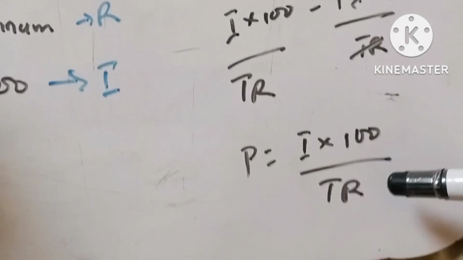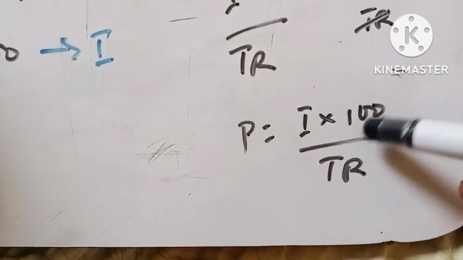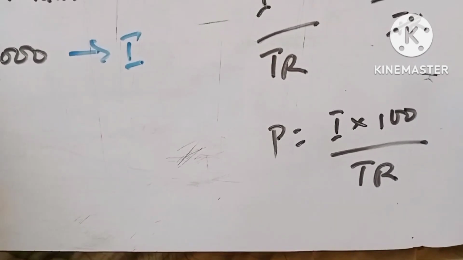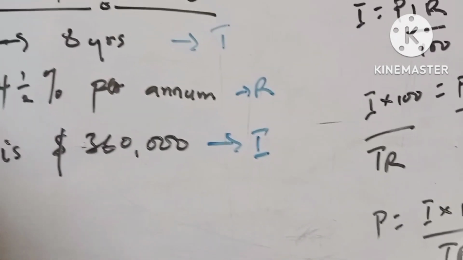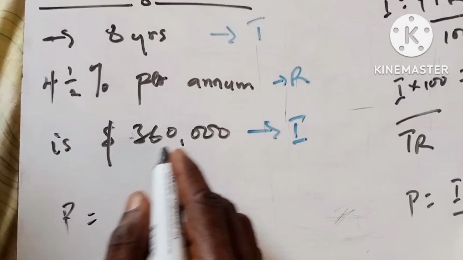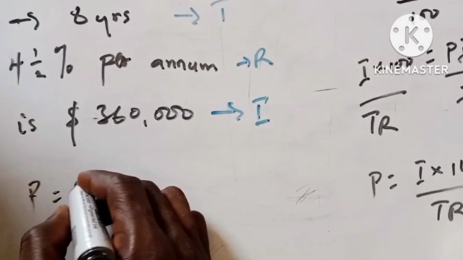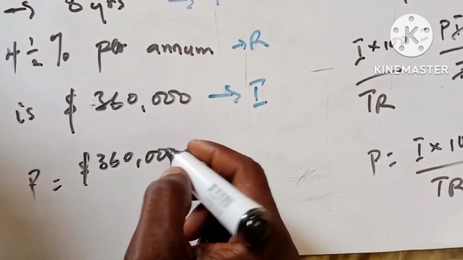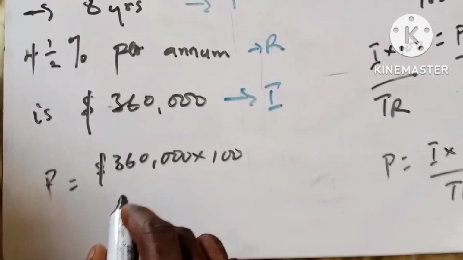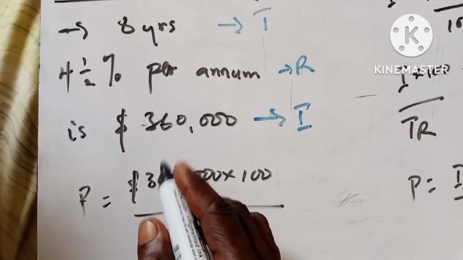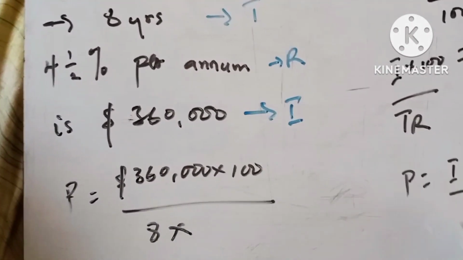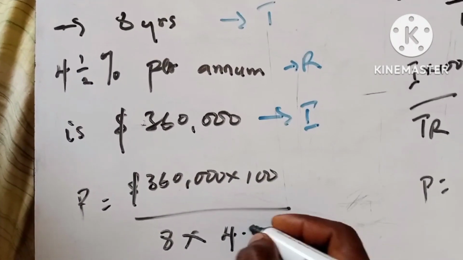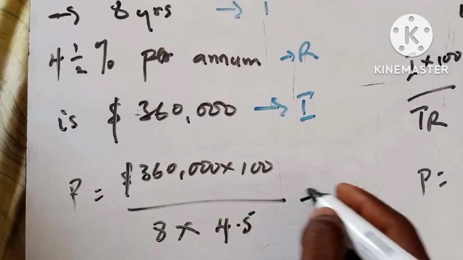Now I think this will be something simple, right? Once you see this, we are going to plug the interest, the time and the rate into this definition. So now we have the principal equal to the interest, which is the I, an amount of $360,000, multiplied by 100, everything divided by the time, which is 8, multiplied by the rate. Remember, the rate here is 4.5, so don't add that 100 to that, so 4.5. Is that okay? And then do this calculation.